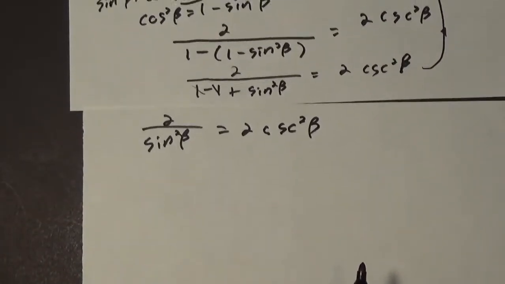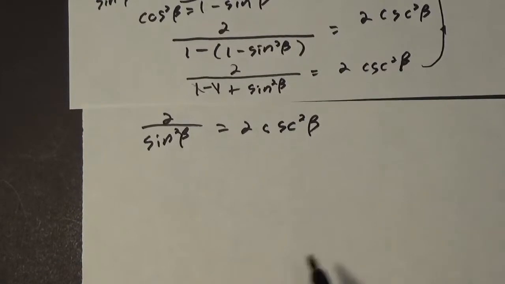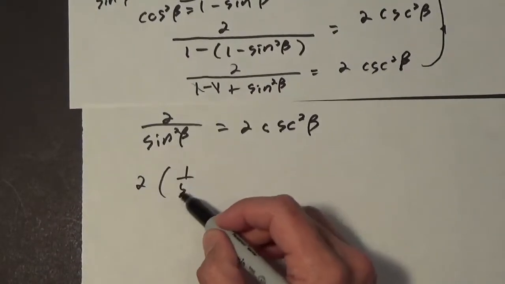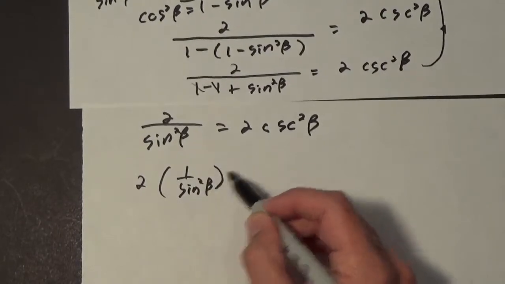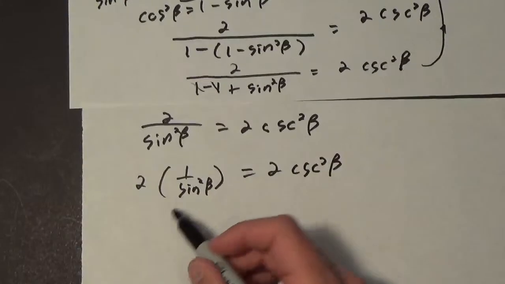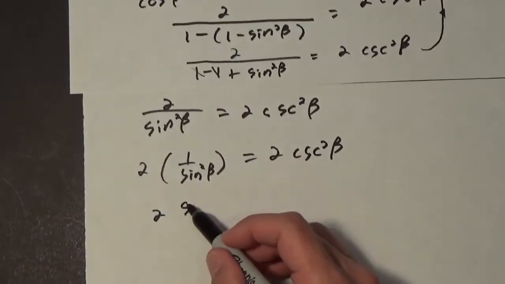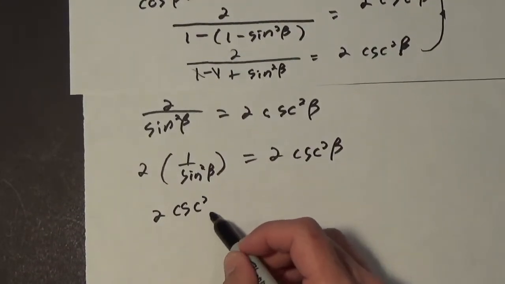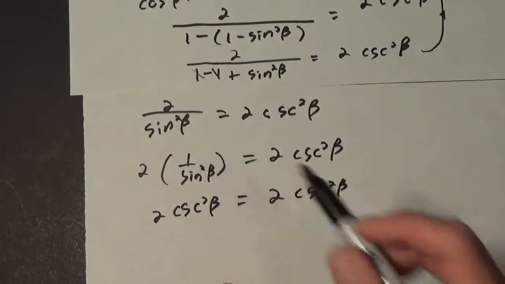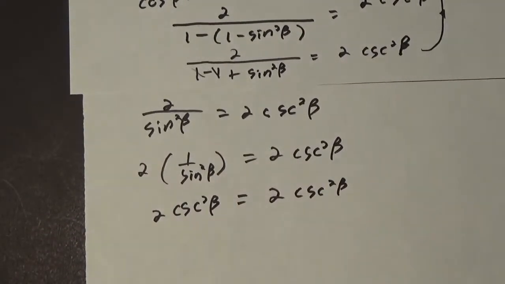And then we know that we could separate this to be 2 times 1 over the sine squared of beta. Is that equal to cosecant squared of beta? And 1 over sine is cosecant, so cosecant squared of beta equals 2 cosecant squared of beta. And that's because 1 over sine is cosecant.